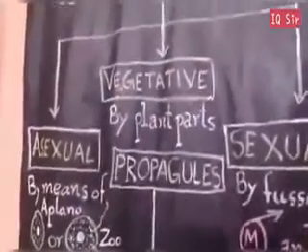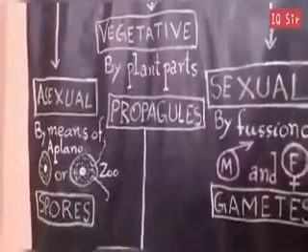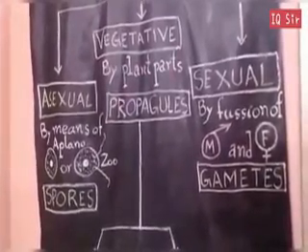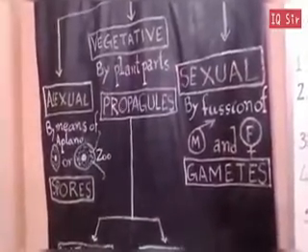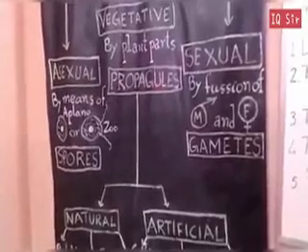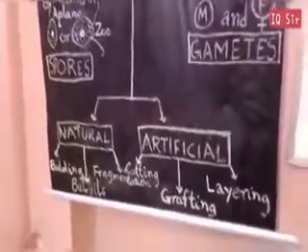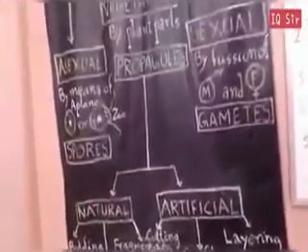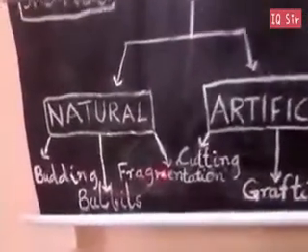They fuse, and then sexual reproduction takes place. And lastly, we come to vegetative reproduction. It is exclusively for plants. It takes place by plant parts, any part, maybe leaf or root. The reproductive unit is called propagules. It takes place in two ways: by natural method and by artificial method. Natural methods include budding, bulbils, and fragmentation.